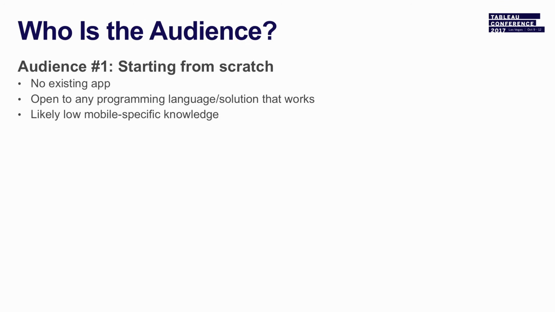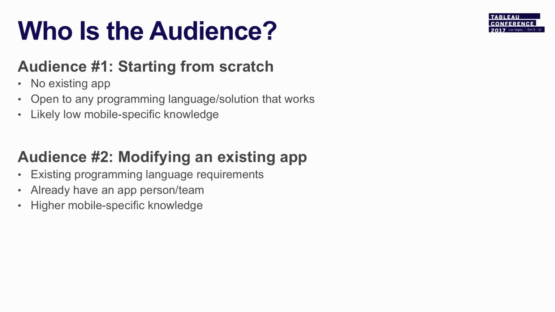So there are kind of two main audiences. The first one, they're starting from scratch. So they don't have an existing mobile app. They're open to any solution that works. And they generally have a lower amount of mobile-specific knowledge. The second audience already has an existing custom app that they've distributed to their own users. They've already got existing framework requirements. Often there's an app person or small team that works on it, and they generally have higher mobile-specific knowledge.